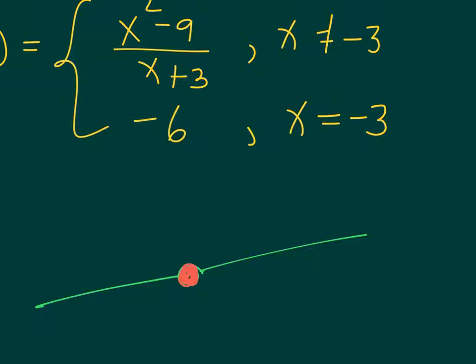So now, remove. That is why it is called removable discontinuity. We were able to remove the discontinuity because we redefined the function. Originally, it's still discontinuous, but the redefined function is now continuous. Okay, clear?